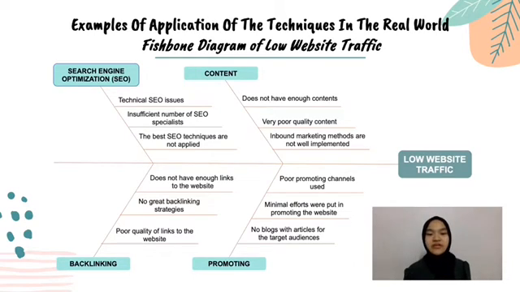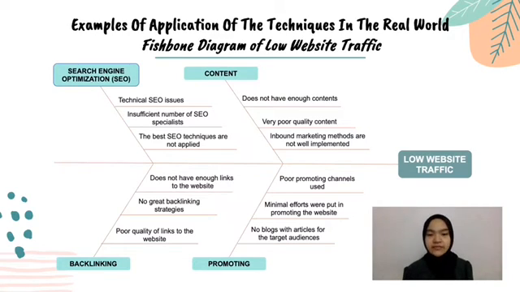Moving on to the very last step of applying the techniques of a fishbone diagram to the real world, which is to brainstorm each category that has been identified. By right, this means that all of the possible and probable causes that might have contributed to the website having low traffic were investigated, and here are the causes under each category of the low website traffic. Okay, the first category is content.